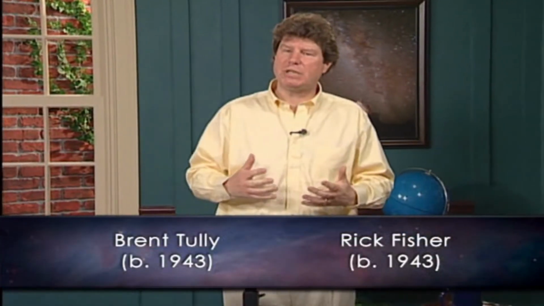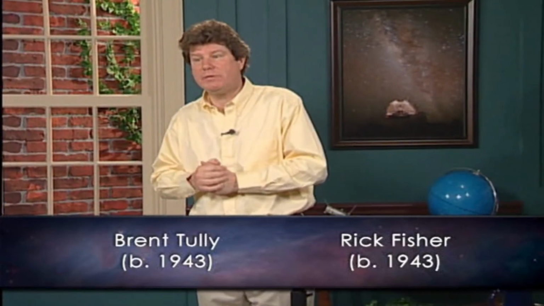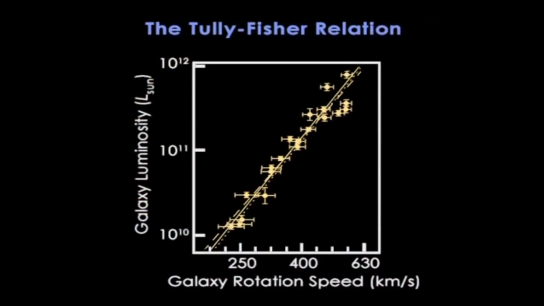Okay, let's now go to the fourth step on the distance ladder, which is going to get us out to about 500 million light years. The step uses a relation similar to the one we met for Cepheids, but this time it applies to entire spiral galaxies. The relationship was discovered in the 1970s by Brent Tully and Rick Fisher, and it takes the form of a tight correlation between the intrinsic luminosity of a spiral galaxy and its speed of rotation. Basically, big luminous spirals rotate fast, while small, low-luminosity spirals rotate more slowly.